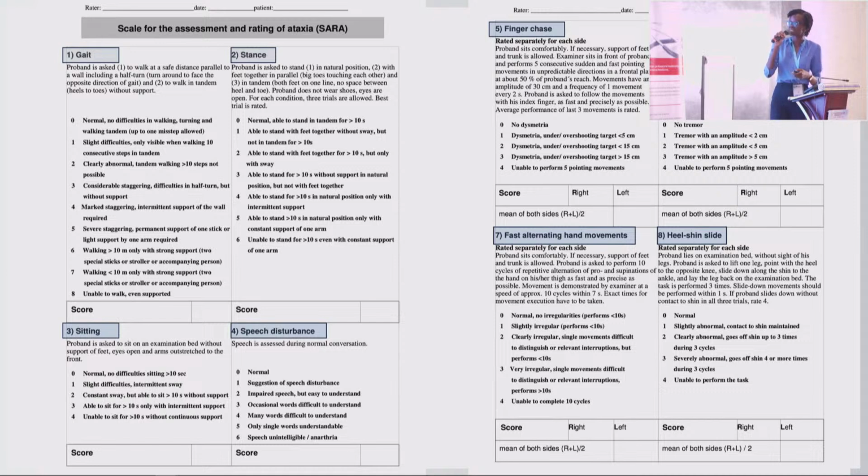This is the SARA score. The areas highlighted in blue are part of a scale that we use to objectively assess patients who come in with ataxia. This is the usual bedside examination that we do. You're looking at their gait, their stance, their sitting, you look at their speech, their finger-nose test, rapid alternating hand movements, and heel-shin test, and you're able to objectively quantify the level of disability that your patient has.